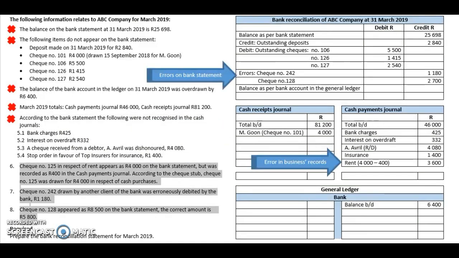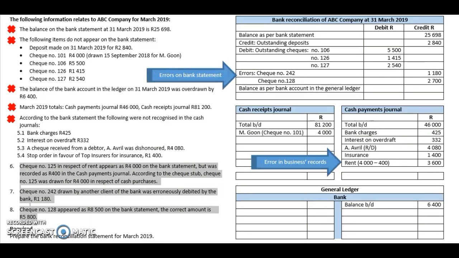Notes 6 to 8 are all errors. As mentioned earlier, errors made by the bank should be recorded on the bank reconciliation statement, and errors made by the business should be recorded in the cash journals.